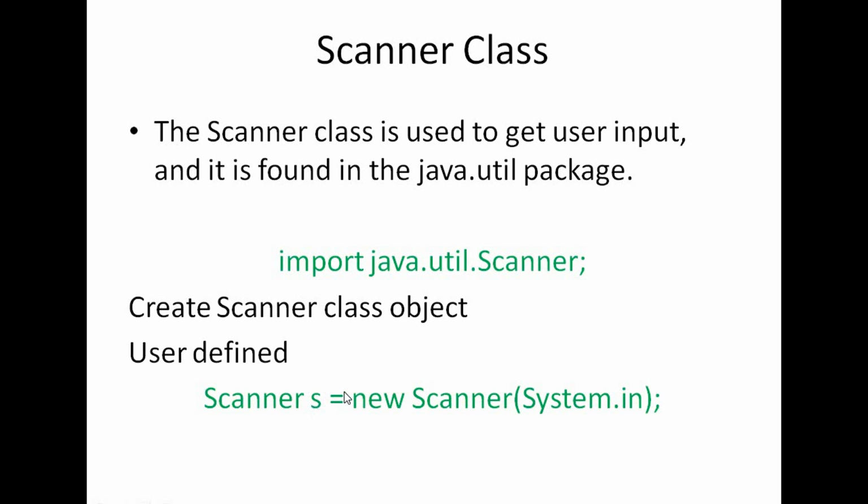So this is the line that is used for creating the object. The object for the Scanner class is user defined. You can write any name for it. Here I have written it as s. The syntax of how to create a Scanner class object is: you write Scanner, then the object name, then the assignment operator, then new Scanner of System.in, and end the line with a semicolon. Here s is known as a Scanner class object. This is user defined. You can write anything here as a Scanner class object, but it should start with an alphabet.